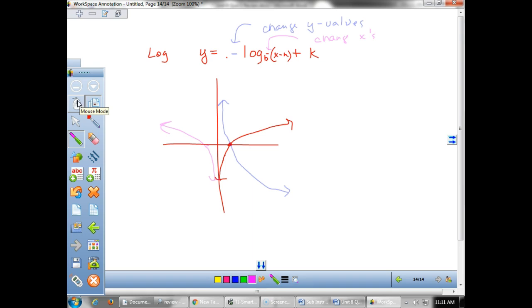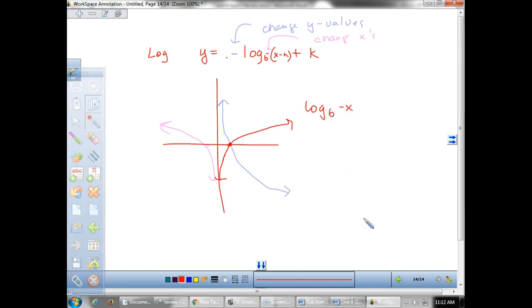Did that confuse you or help you? Alden, did that answer your question? So is that pink one log subscript b of minus x? The pink one right here? Yes. That would be log base b, and it'd be a negative x. So the x would be negated. Go back to the graphing page that we did, and the key is online. It's a really good review, okay?